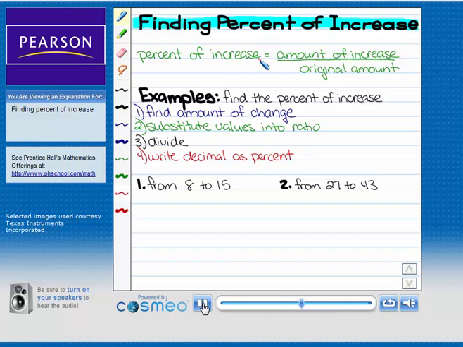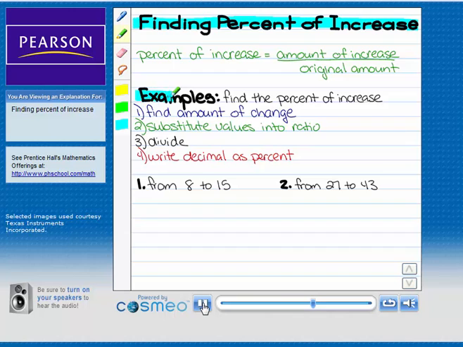Well, the percent of increase is equal to the amount of increase over the original amount. The reason we need to find out what the percent of increase is: say you're at a gas station, and usually it takes about $27 to fill up your tank. But this week it's $43, and you want to find out what the percent of that increase is. Well, you take the amount of increase, which is the difference between the two numbers, over your original amount, which is the number you started with.